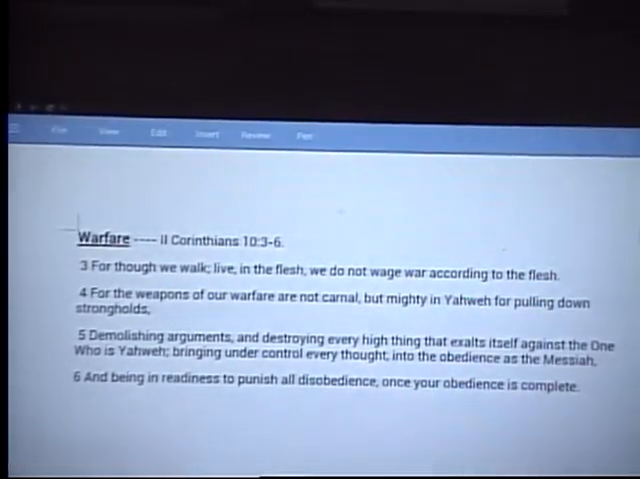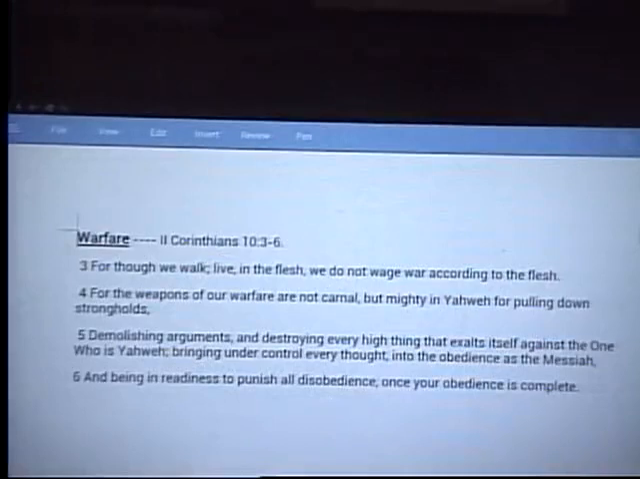Why? Because otherwise you make yourself into a god, right? A god is one who lifts himself up above Yahweh. So demolishing all arguments and destroying every high thing that exalts itself against the one who is Yahweh, bringing under control, notice, every thought into the obedience as the Messiah. Okay, just as Yeshua did. He set the example for us.